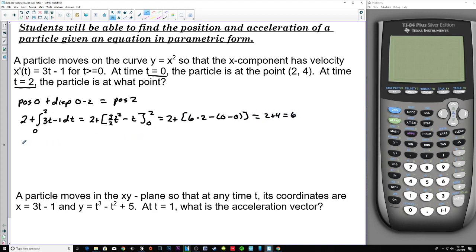So we know the x-coordinate. We know the x-coordinate is 6, and we have this relationship right here. So y is x squared. So the point is (6, 36).